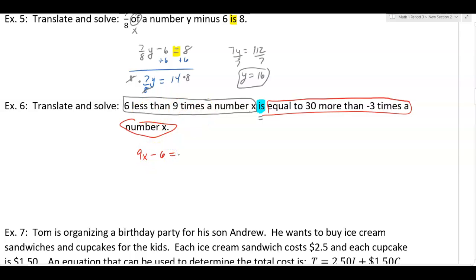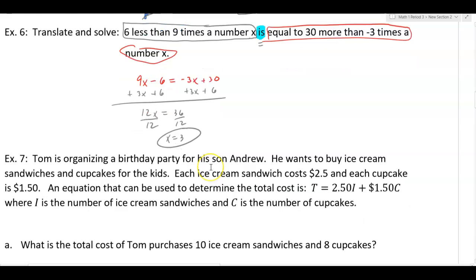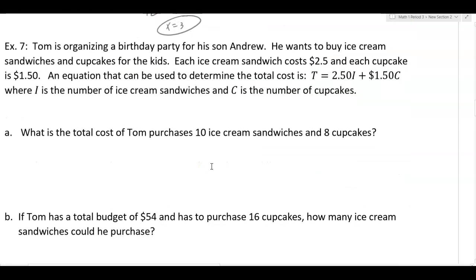So I subtract 6 is, so equals 30 more than what? I'm 30 more than negative 3 times a number. So negative 3 times a number. I'm 30 more than that. So I'm going to add 30. This is your setup to find x. Now I just solve it. Add 3x, add 3x, bring the constants over, so I add 6, 12x equals 36, and when I divide by 12, x is equal to 3. The solving part here should be the easy part.